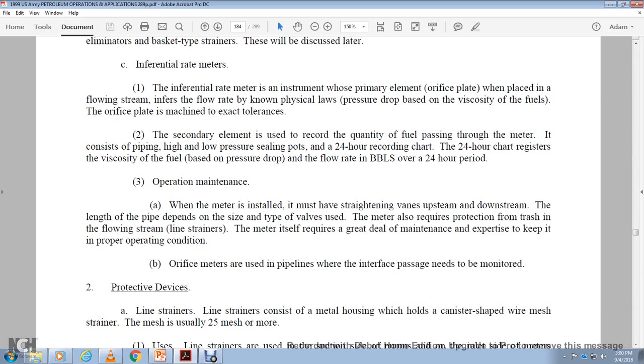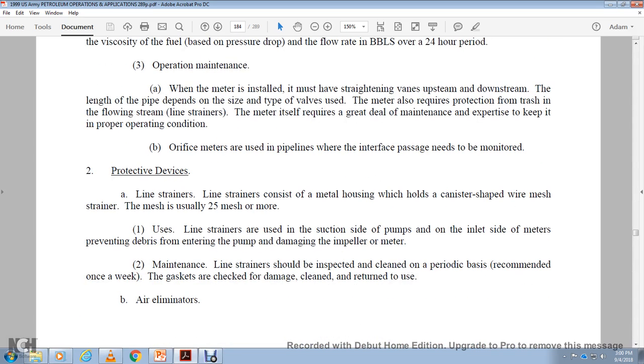This applies to meters, or even pipelines where interface matches need not be monitored. Protective device, the line strainer. The line strainer is a metal housing which holds a container, the shape of a wire mesh. The strainer mesh is usually 25 mesh or more.